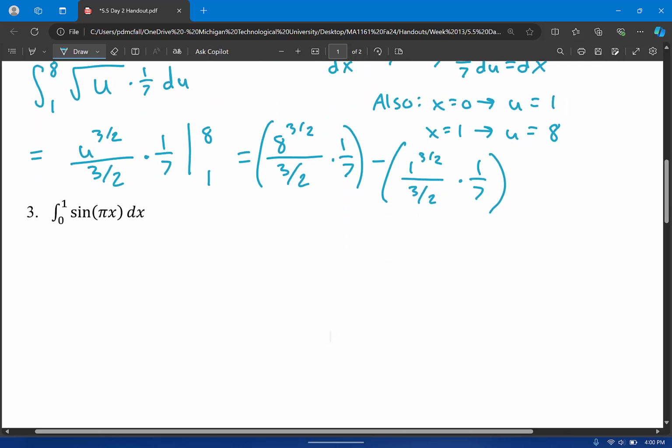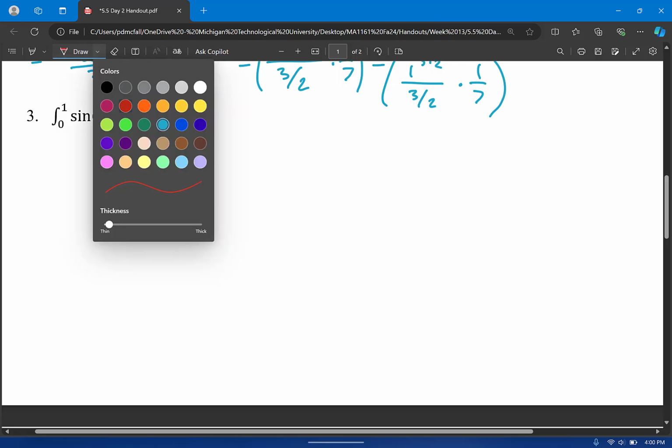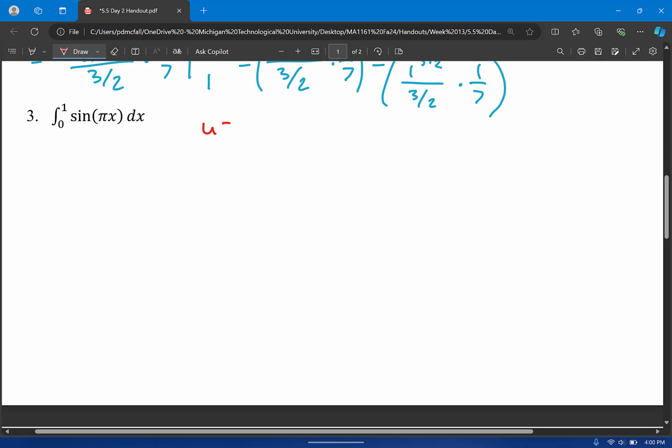Okay, let's move on. Find the area under sine of pi x from 0 to 1. Well, we have this inner function of pi x. So say u is equal to pi x. That way we can eventually rewrite our integral as sine of u. But we need to replace the dx, so the derivative of u with respect to x is pi. We can solve for dx as 1 over pi du is equal to dx.